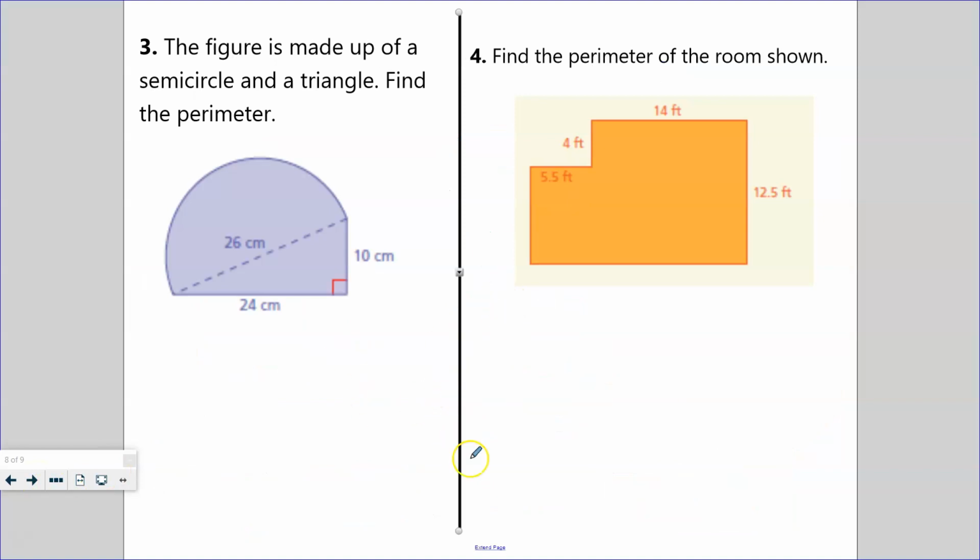All right, a couple for you to do on your own. If you would like to push pause right now and to complete those, you may. I'm going to push pause and do them right now so you can see how they are worked out.